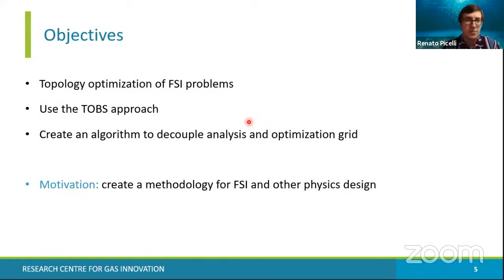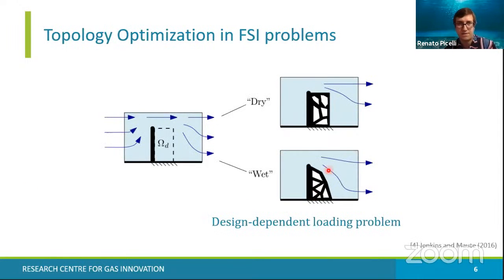The objective of our work is to carry out topology optimization of FSI problems using the TOBS approach we developed years ago. This work specifically creates an algorithm to decouple the analysis and optimization grids, aiming, as a motivation, to extend to other physics designs, not only FSI, but FSI is our first problem to tackle.